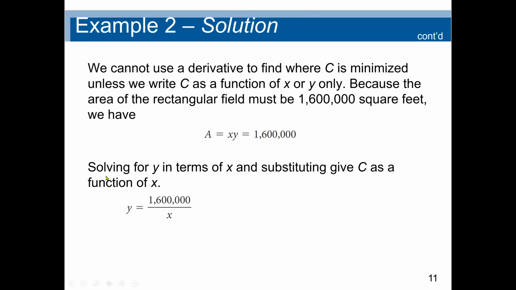So here we can solve for y in terms of x and substitute, to give C as a function of x. So what we're saying here is that A equals xy, which is 1.6 million. To find y, it will be 1.6 million over x, and that's what we have here. Then we're going to substitute. The cost function was 25x plus 10, and remember here it's supposed to be 10y. So now y is what? 1.6 million over x. Now we can find the derivative of this function.